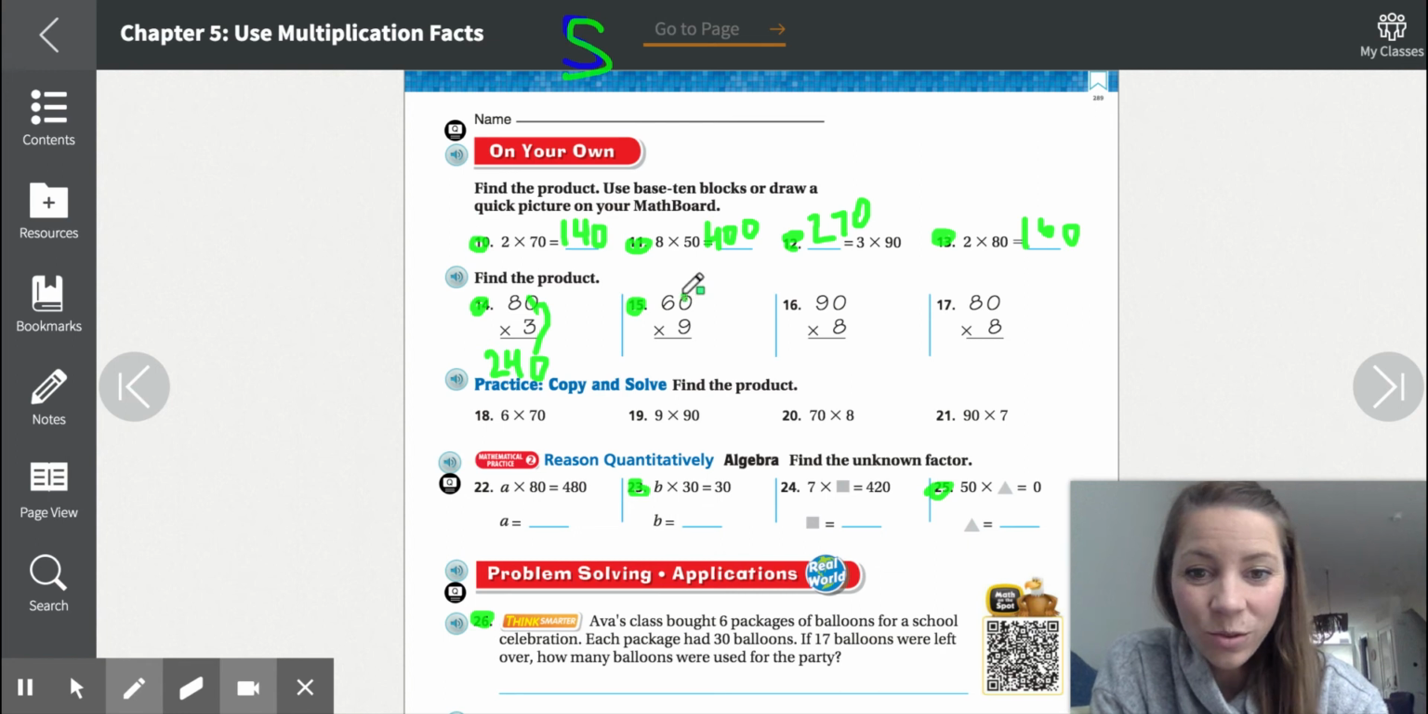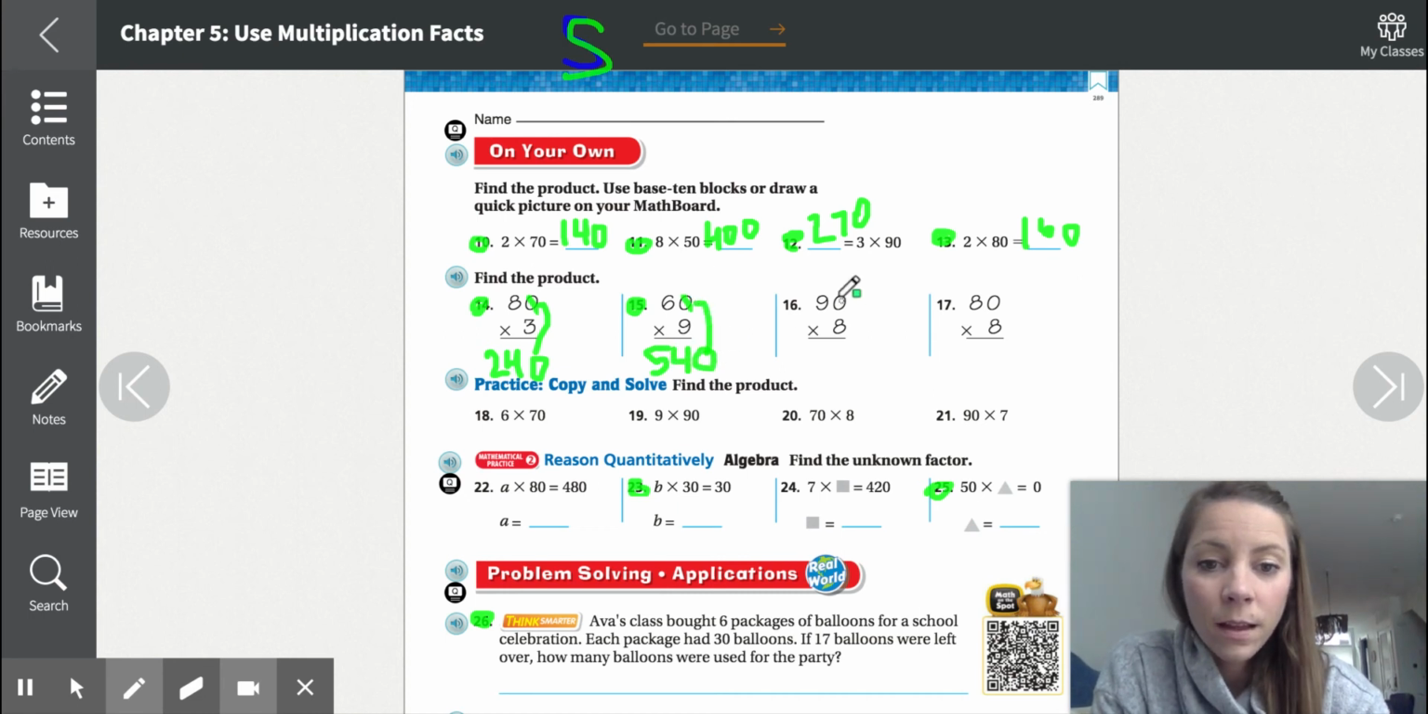Okay, let's do it again. Cross out the 0. 6 times 9, 54. And then put the 0 back in. 90 times 8. 9 times 8 is 72. Then put the 0 back in. And last one, 8 times 8, cross out the 0. It's 64. And then put the 0 back in.